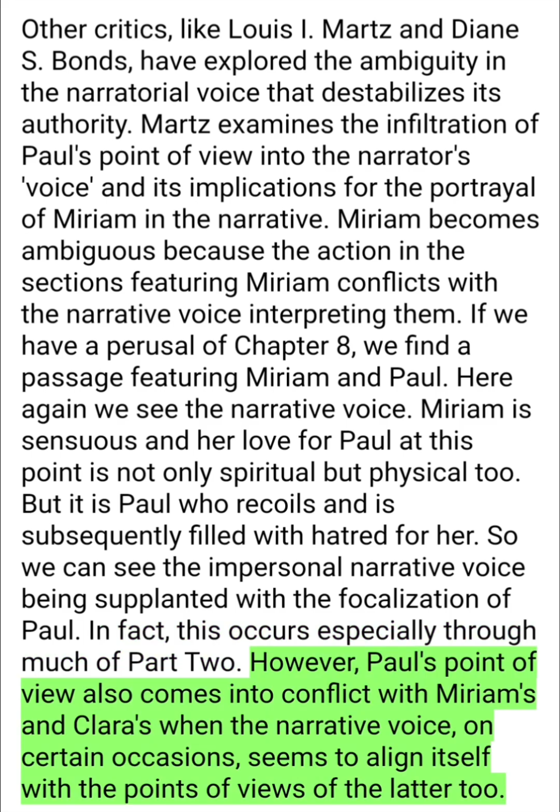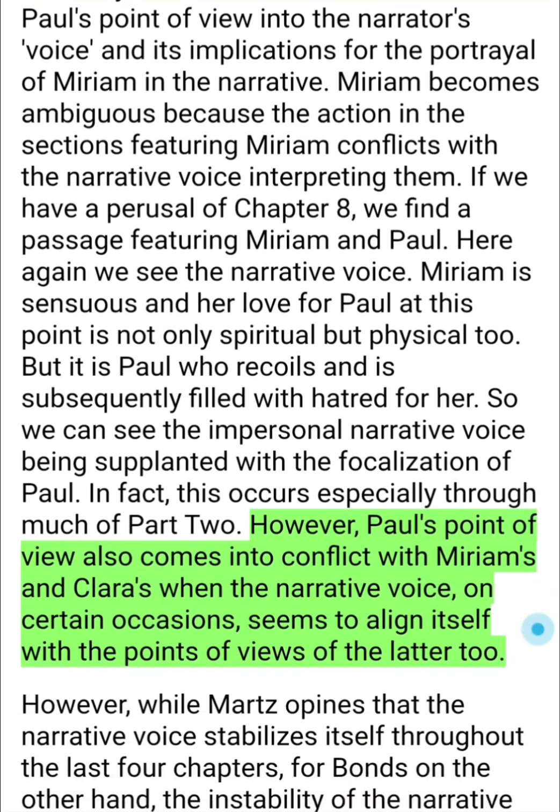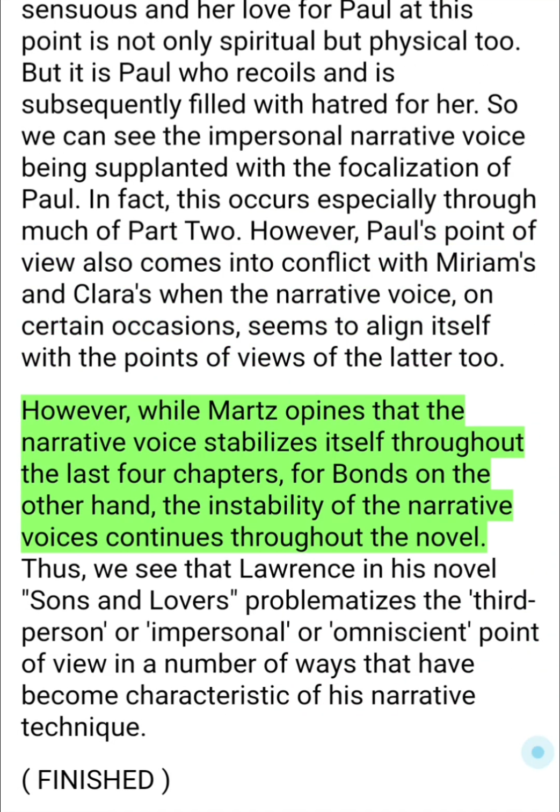However, Paul's point of view also comes into conflict with Miriam's and Clara's when the narrative voice, on certain occasions, seems to align itself with the points of view of the latter two. However, while Martz opines that the narrative voice stabilizes itself throughout the last 4 chapters, for Bonds, on the other hand, the instability of the narrative voice continues throughout the novel.